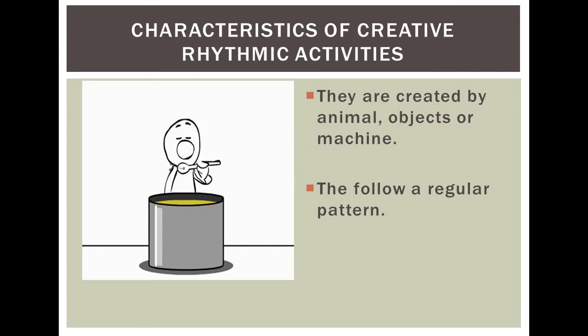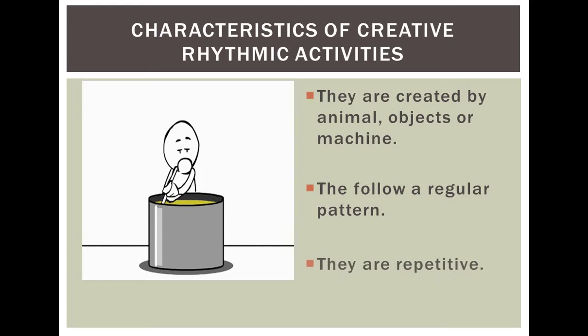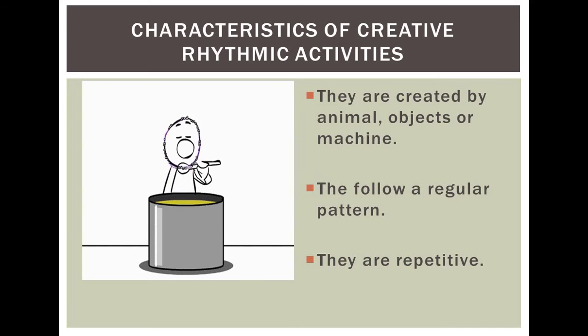With the example of the image we have on the screen, we can see that the image is stirring a big pot repeatedly and is following a regular pattern when turning. Also, another characteristic of the creative rhythmic activity is that they are always repetitive. It means that as you do it, you follow a regular pattern.